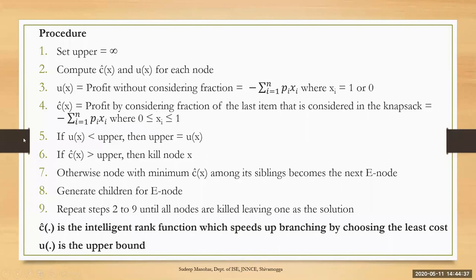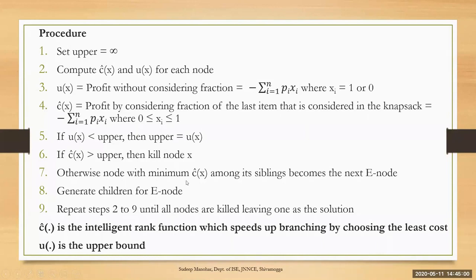Next, after calculating, if U of x is lesser than upper, then upper is equal to U of x. If C cap of x is greater than upper, then kill the node x. While solving this, we'll come to know clearly. Just for the sake of understanding, please read these steps.